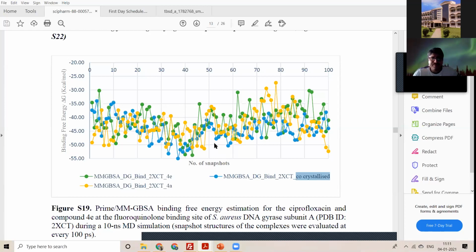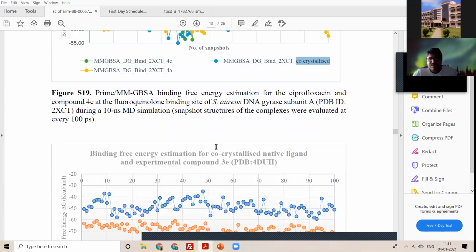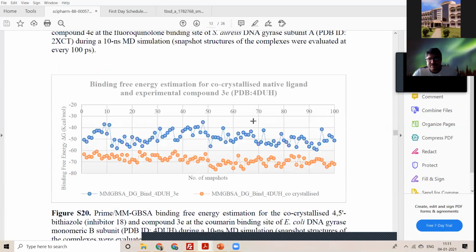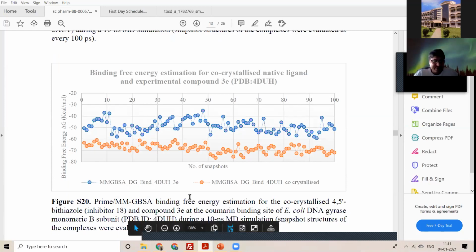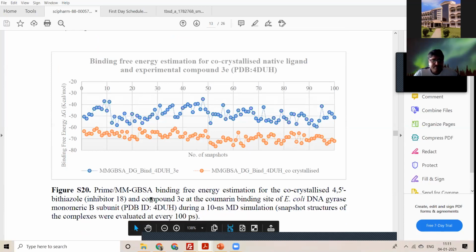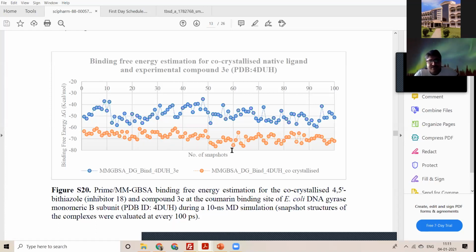But this is not the case when we compare it with the other docking site. When we compare the binding energy with the DNA gyrase B subunit, which is actually the novobiocin binding site or coumarin binding site, you can see that the co-crystallized structure is more stable. So the interaction is more stable with the co-crystallized structure.